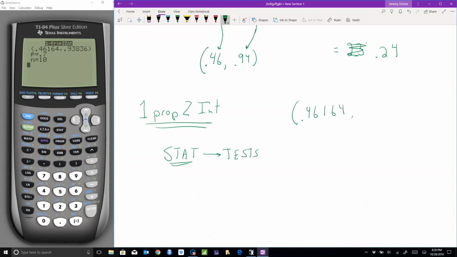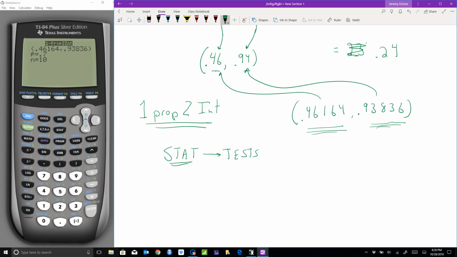0.46164 and 0.93836. The only reason we have a discrepancy between the two is because we rounded when we did it by hand. The calculator keeps more decimal places. So if you have the calculator do it, this is what we want. This is giving us the exact values there. Nothing wrong with the other ones, they're just rounded.